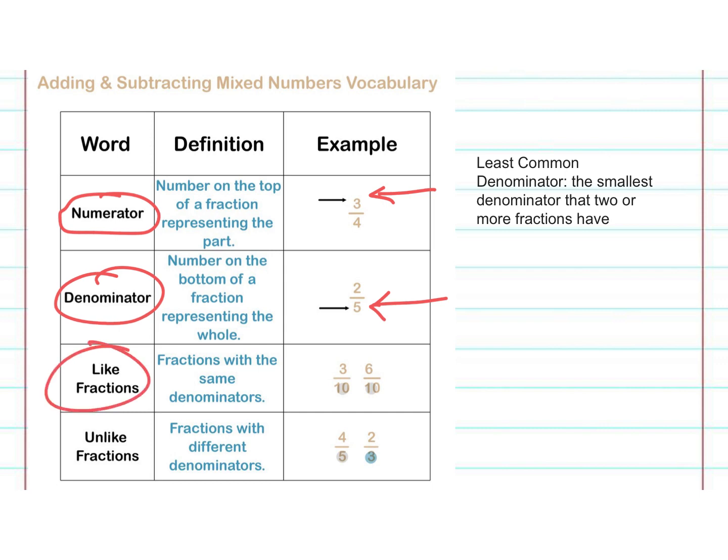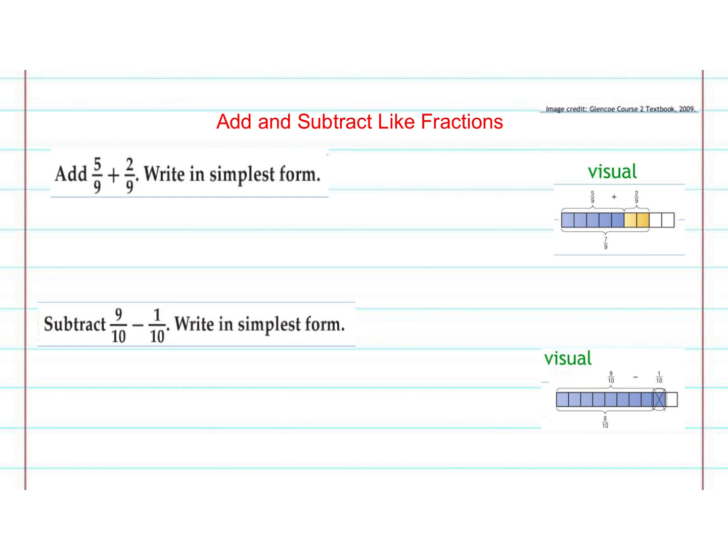Like fractions have the same denominators, and unlike fractions have different denominators. Least common denominator is the smallest denominator that two or more fractions have. And when we have like fractions, we also say that they have a common denominator, which means that they have the same denominator. When we add and subtract fractions, we need to make sure that we have a common denominator before we add and subtract.